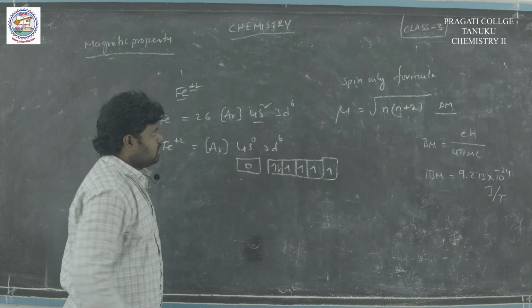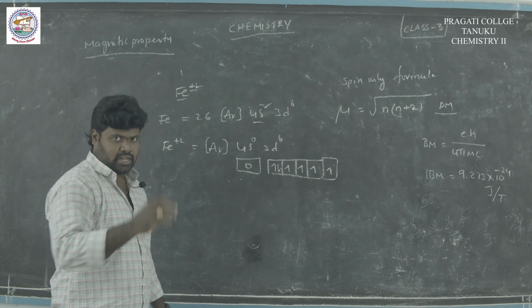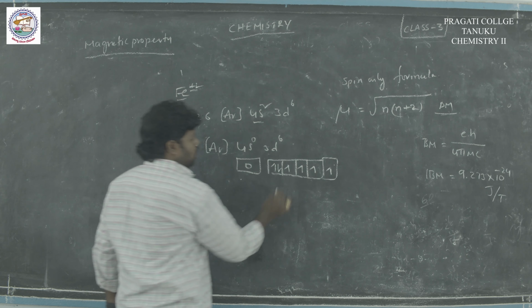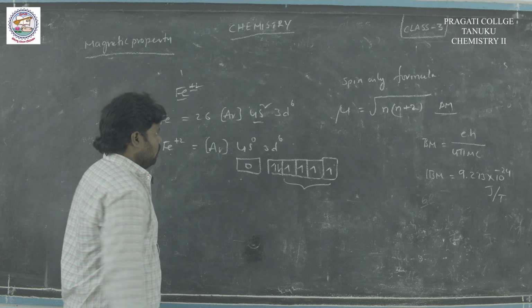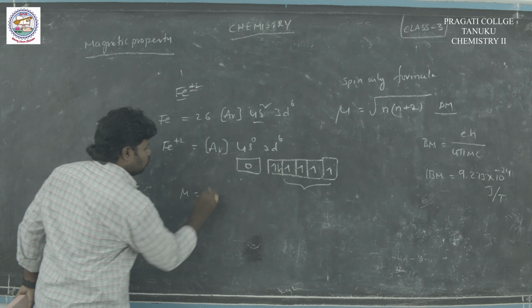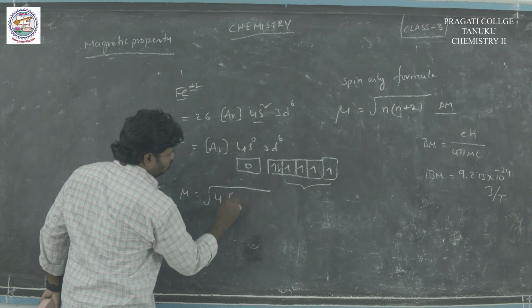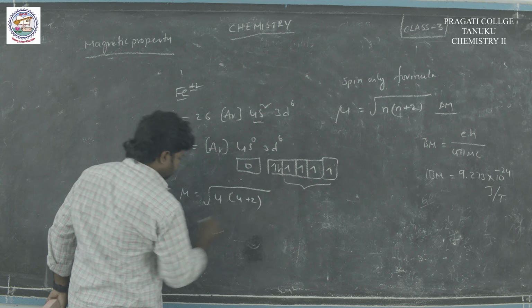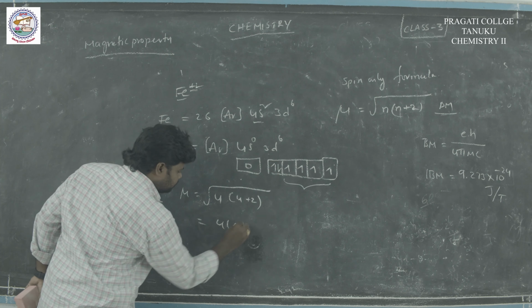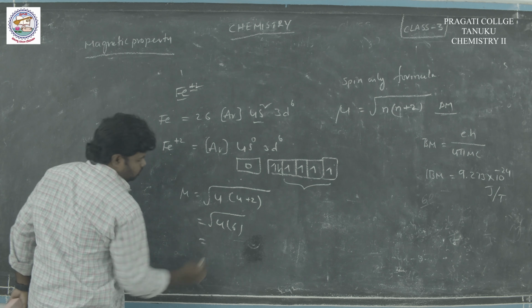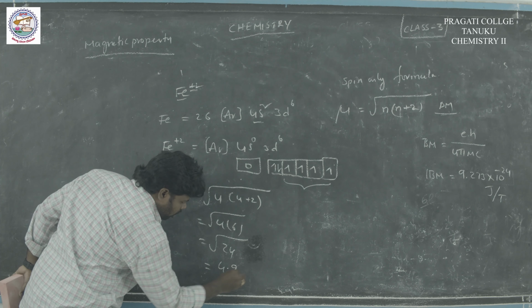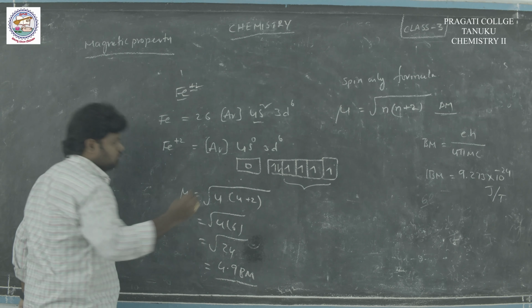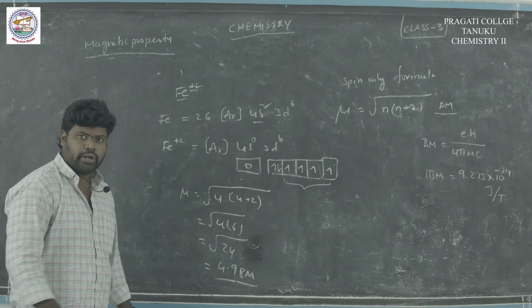n means the number of unpaired electrons. Fe2+ has 4 unpaired electrons, so n is 4. That means mu equals root of 4 into 4 plus 2, equals root of 24, equals 4.9 BM. This is one important example.